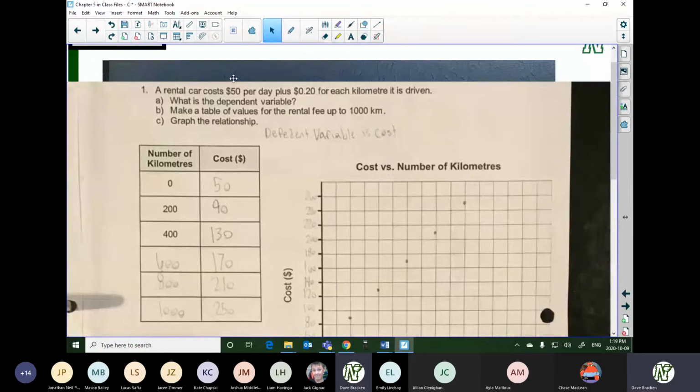Sorry about that. Real quick, dependent variable is cost. Up by 200s. And even if you don't drive the car, it's still $50 up front. But now we get the 90 by going decimal 2 times 200, which is 40, plus the 50 is 90. Decimal 2 times 400 is 80, plus the 50 is 130. Decimal 2 times 600 plus 50, decimal 2 times 800 plus 50, 1,000 times decimal 2 plus 50, you get your table. This is partial variation.